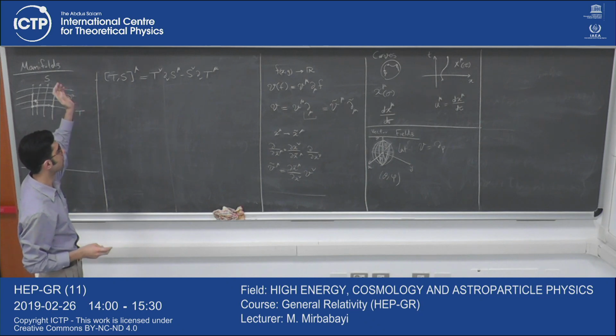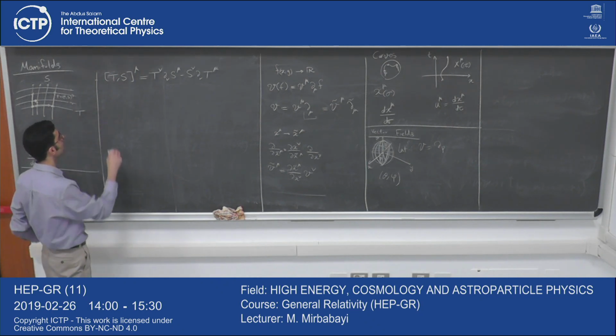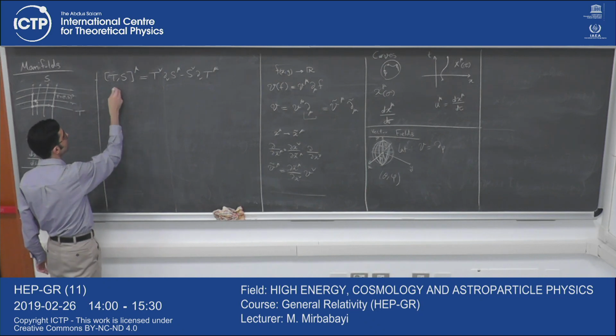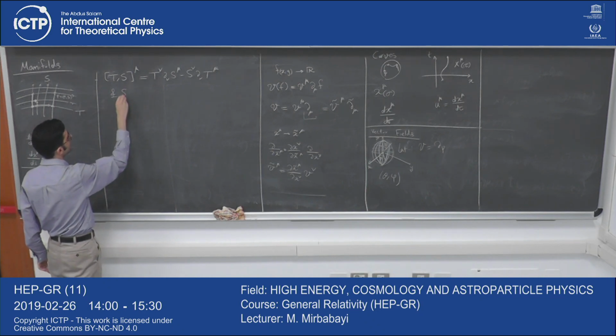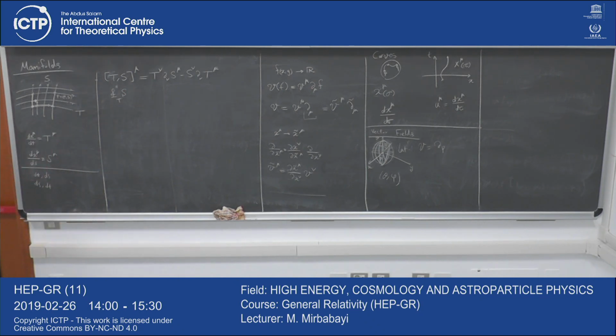So this is a commutator, and if it vanishes everywhere, at least in some region, then in that region we can use these two vector fields T and S as a way of coordinatizing the manifold. This is also called the Lie derivative. So this is called the Lie derivative of S with respect to T, which is again a vector.